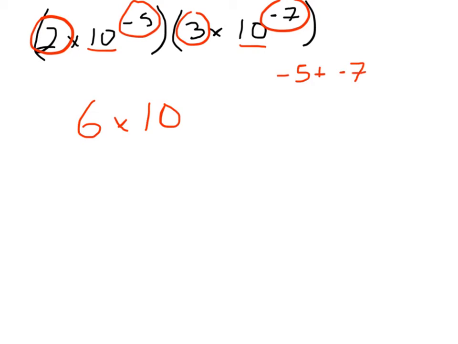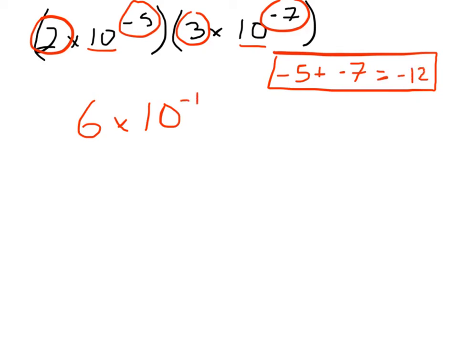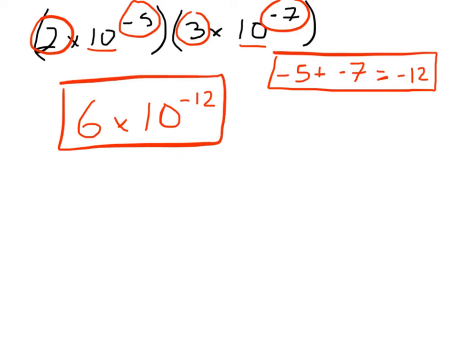plus a -7. Not minus a -7, but plus a -7. And that's going to equal a -12. So my answer will be 6 times 10 to the -12th. Again, here there's an imaginary decimal, but I've got one number in front of the decimal, and it's not a 0, so I'm perfect. I don't need to change my exponent. I can leave it right there.